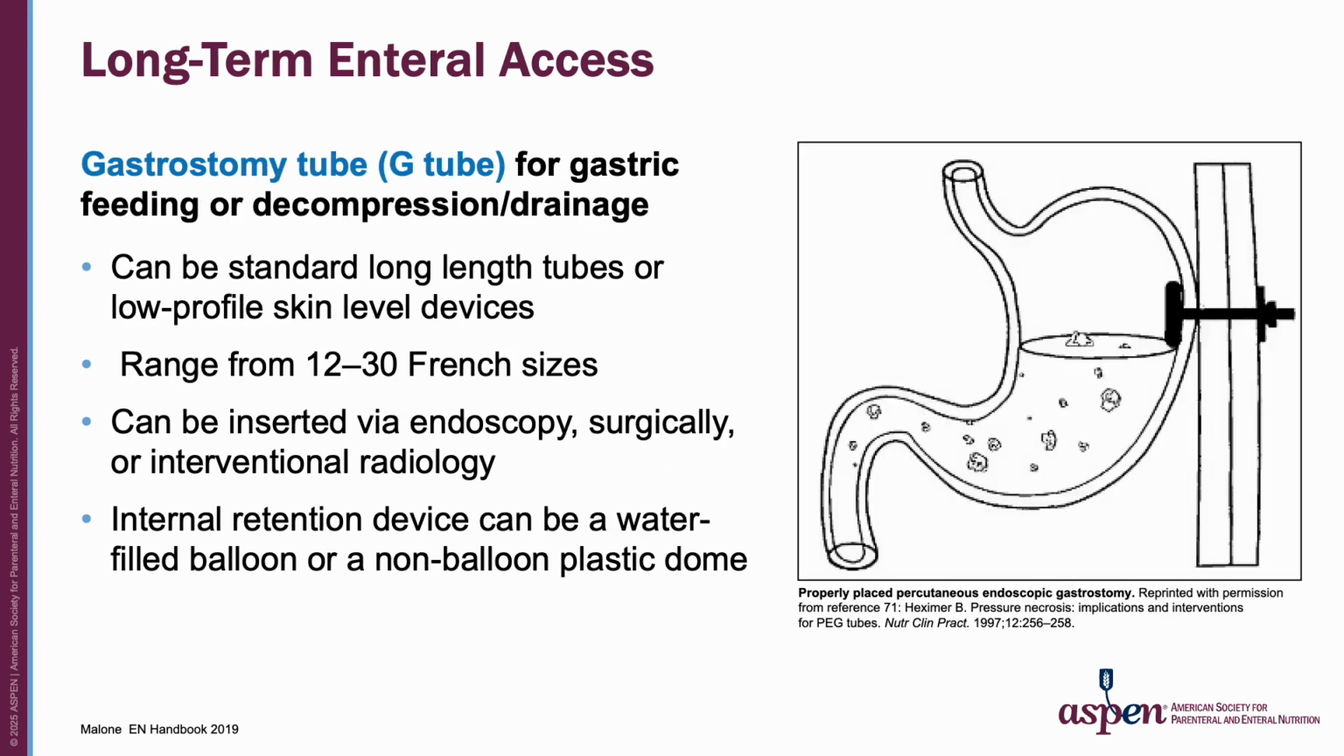Gastrostomy tube, or G-tube, for gastric feeding or decompression, drainage. They can be standard long-length tubes or low-profile skin-level devices. The range is from 12 to 30 French sizes. They can be inserted via endoscopy, surgically, or interventional radiology. The internal retention device can be a water-filled balloon or a non-balloon plastic dome.